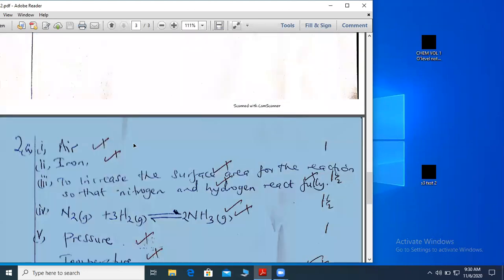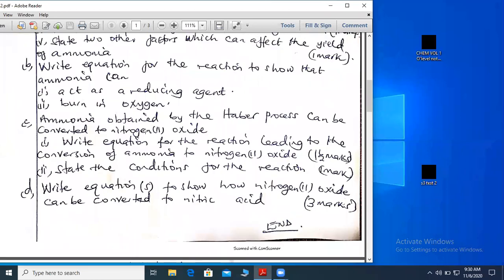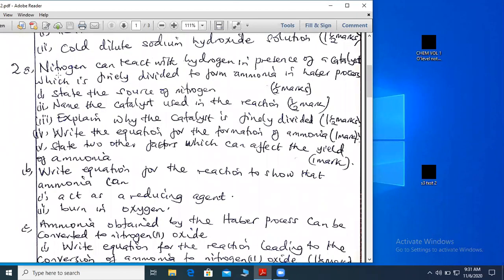We are going to number 2. Number 2 was a very simple and short question. Nitrogen, you can be writing down the corrections, eh? No, the important parts, eh? After the lesson, I will send you corrections after all.